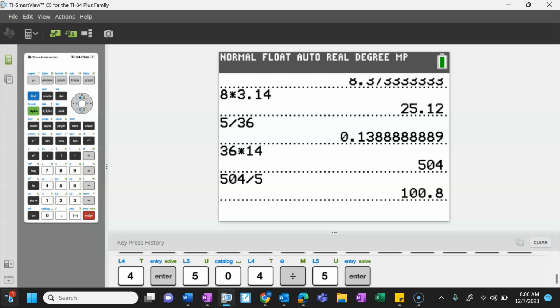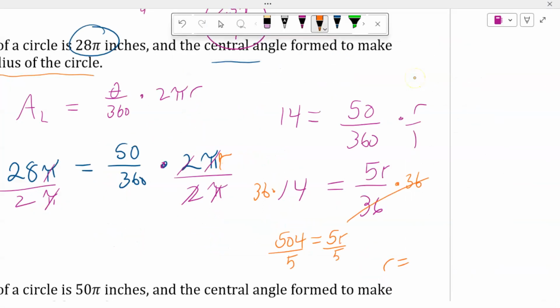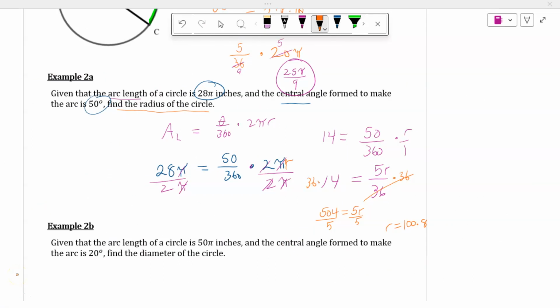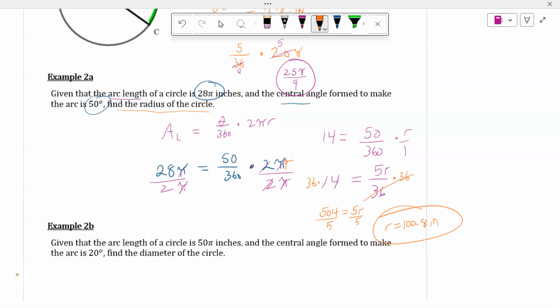So a little over 100 for our radius. Add inches, because I'm being silly here, right? If it has a unit, we better include it. Since it told us that it was 28 pi inches, it's giving us that unit in the beginning of the problem, we should make sure that we actually include that in our answer.